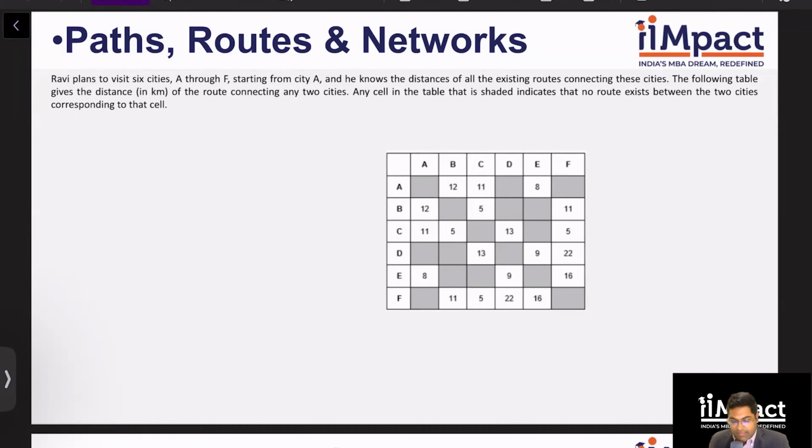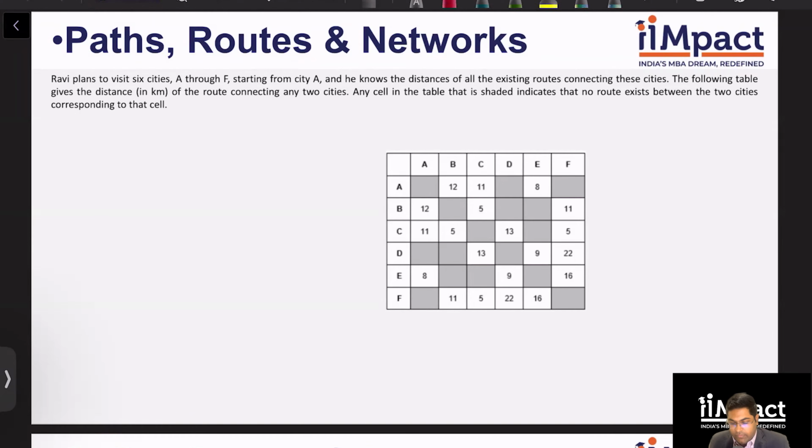Ravi plans to visit 6 cities, A through F, starting from city A, and he knows the distance of all existing routes connecting these cities. The following table gives the distance in kilometers of the route connecting any two cities. Any cell in the table that is shaded indicates no route exists between the two cities corresponding to that cell.